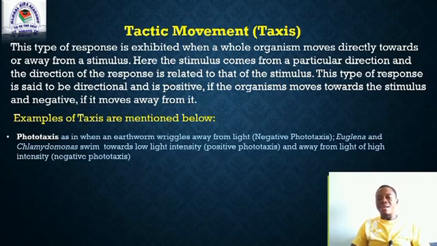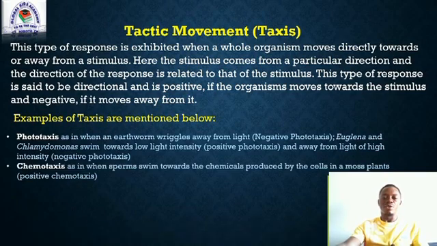And when Euglena and Chlamydomonas swim towards low light intensity, they are moving towards it. In this case, we call it positive phototaxis. And away from light of high intensity. Since they are moving away from light of high intensity, it is called negative phototaxis. But if they move towards it, it is positive, like I said earlier in the definition.